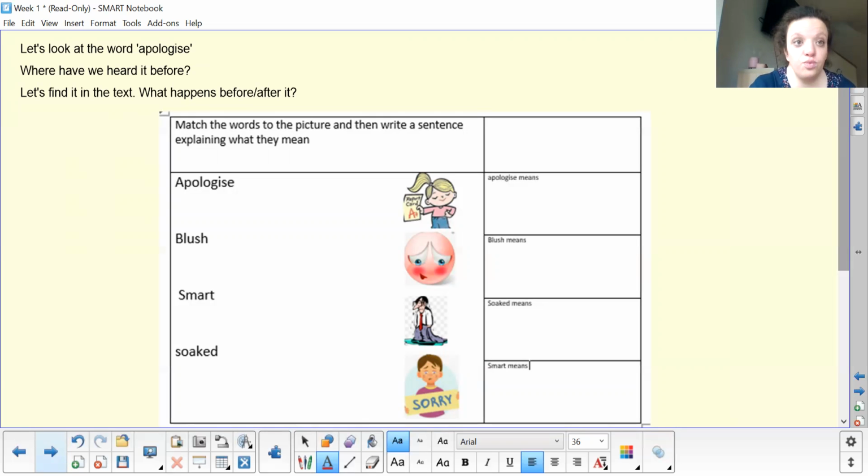So let's look at the word apologise. Apologise. Where have we heard it before? So where have you heard it before? What does it mean? What can you remember that you may have heard it? What situation? Write it down and pause if you need to.